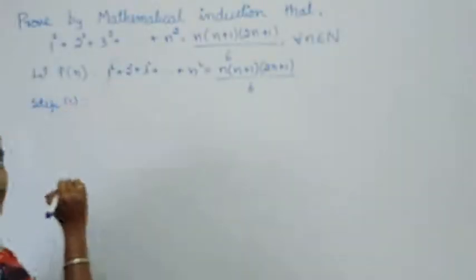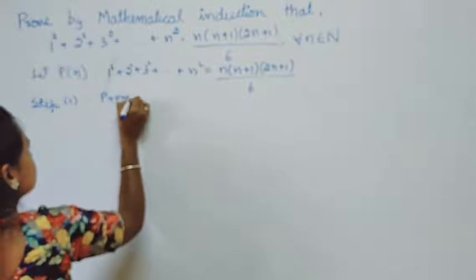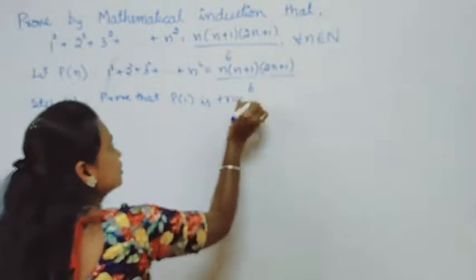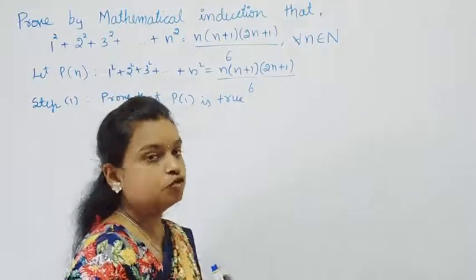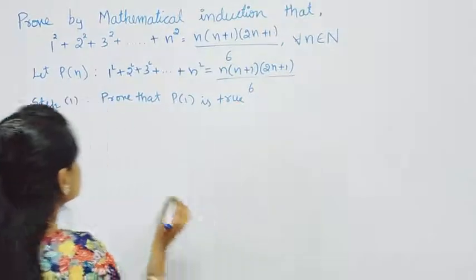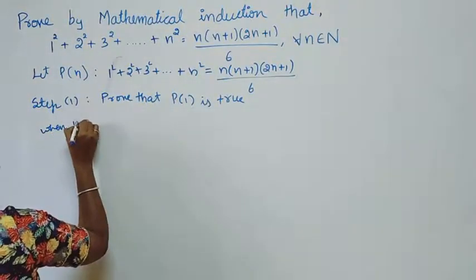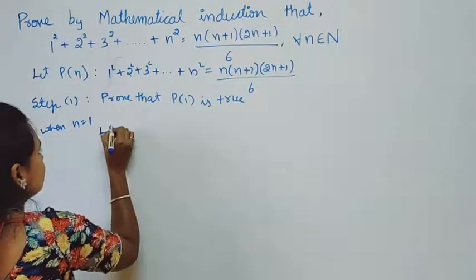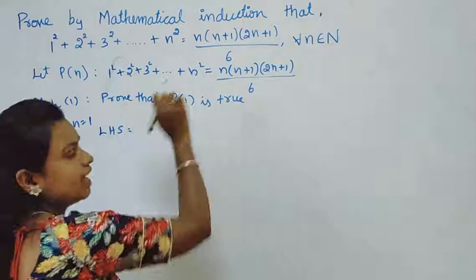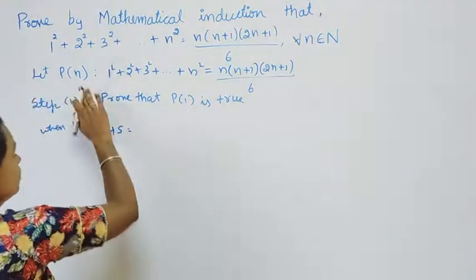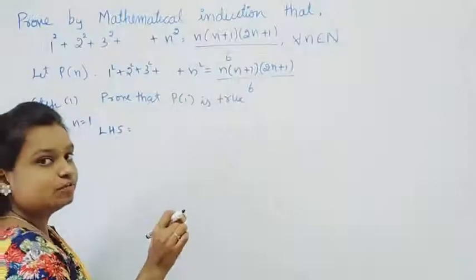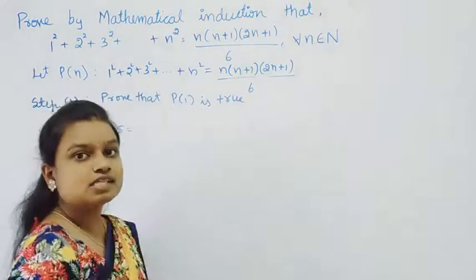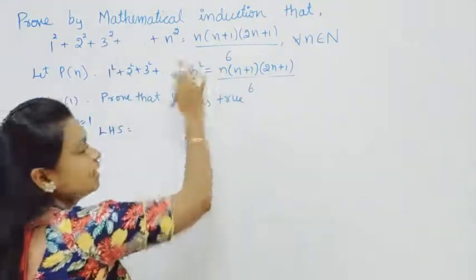Okay. So what is step 1? Prove that P of 1 is true. This is our first step. We have to prove that P of 1 is true. So when n is equal to 1, what does the LHS become? This is our LHS in P of n. It consists of n elements, so it becomes 1 square plus 2 square plus 3 square plus etc. plus n square.